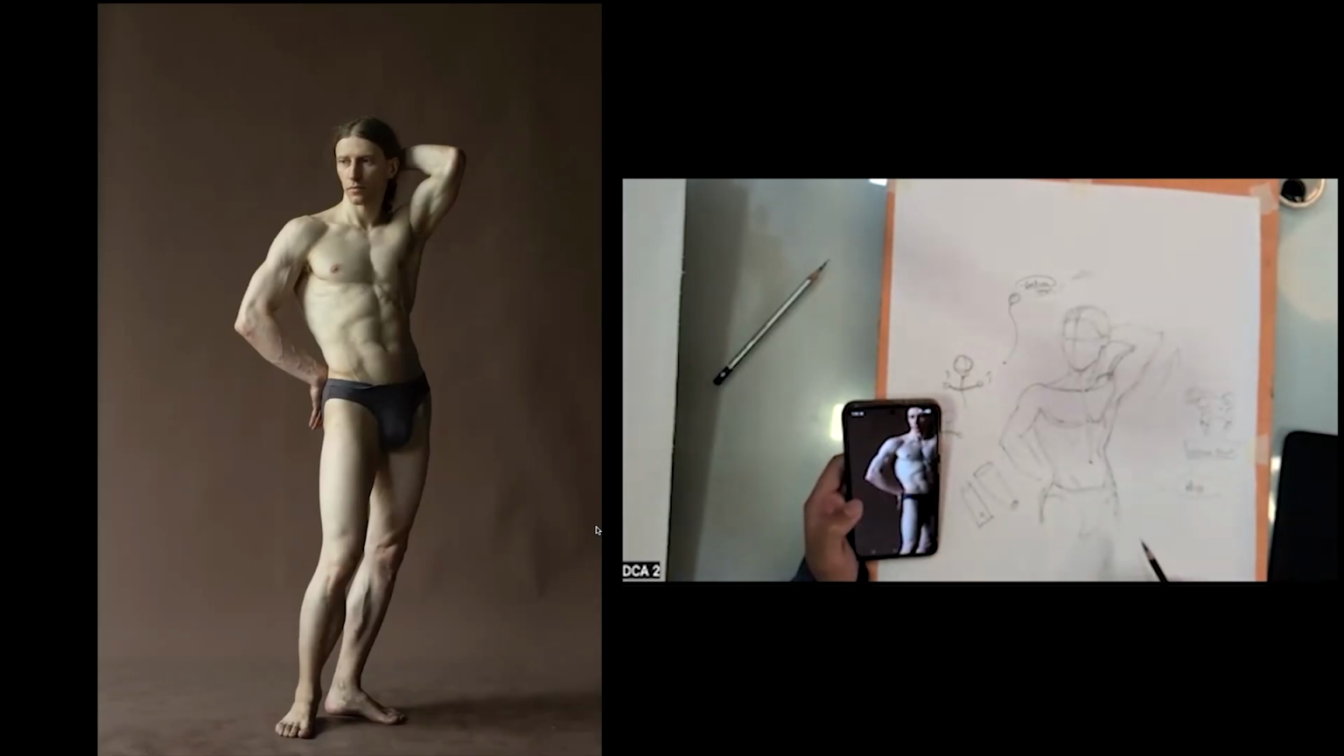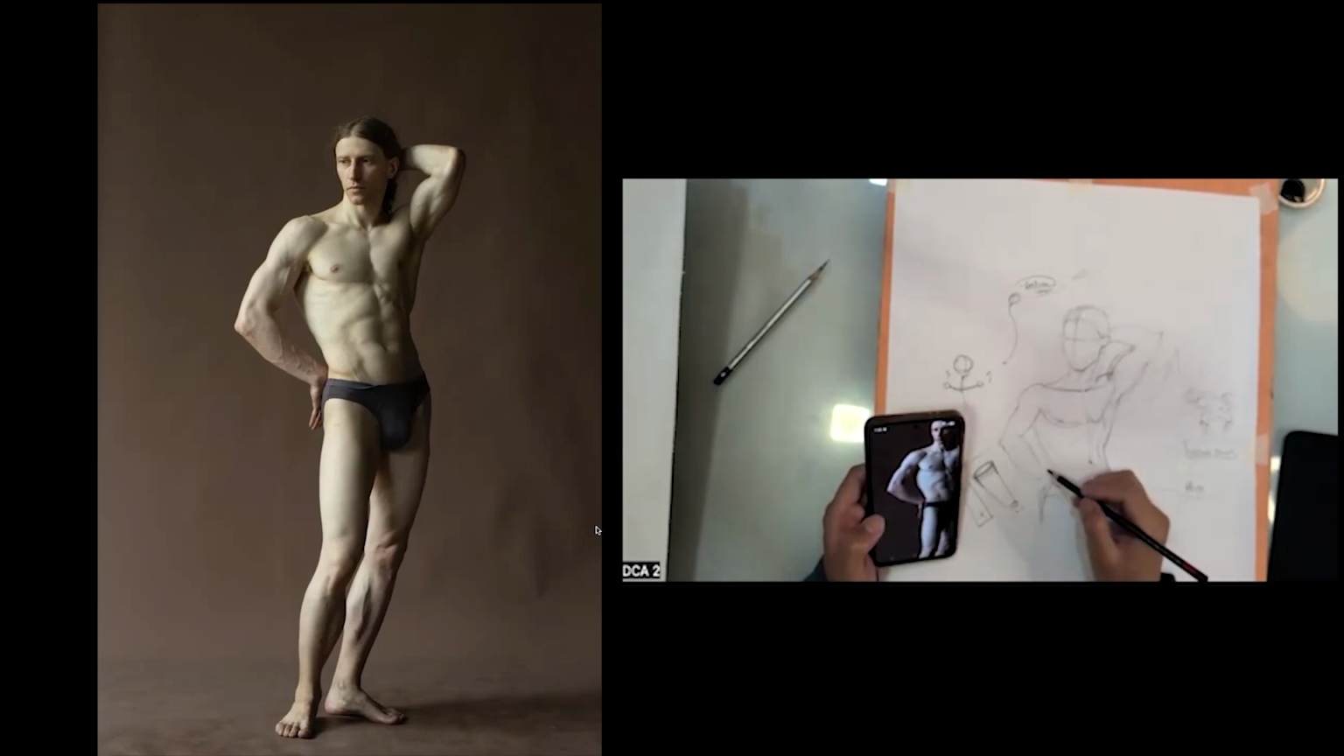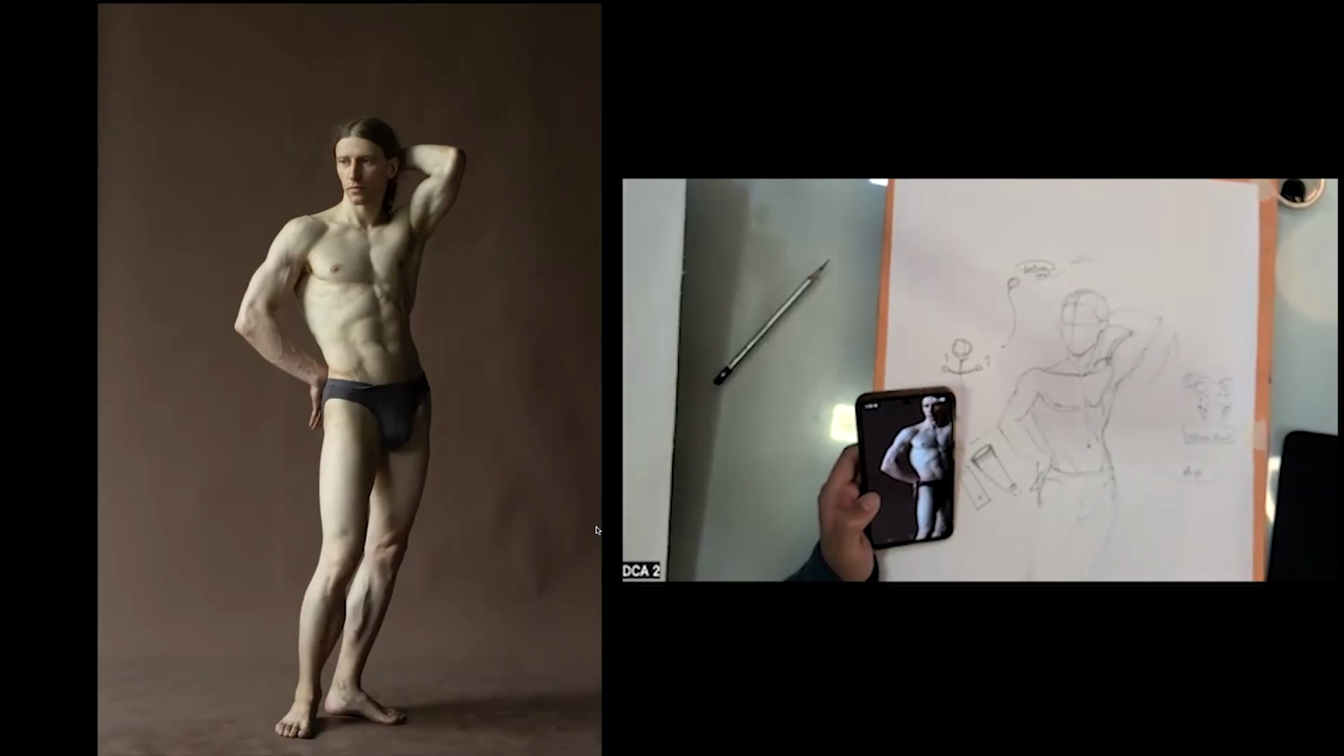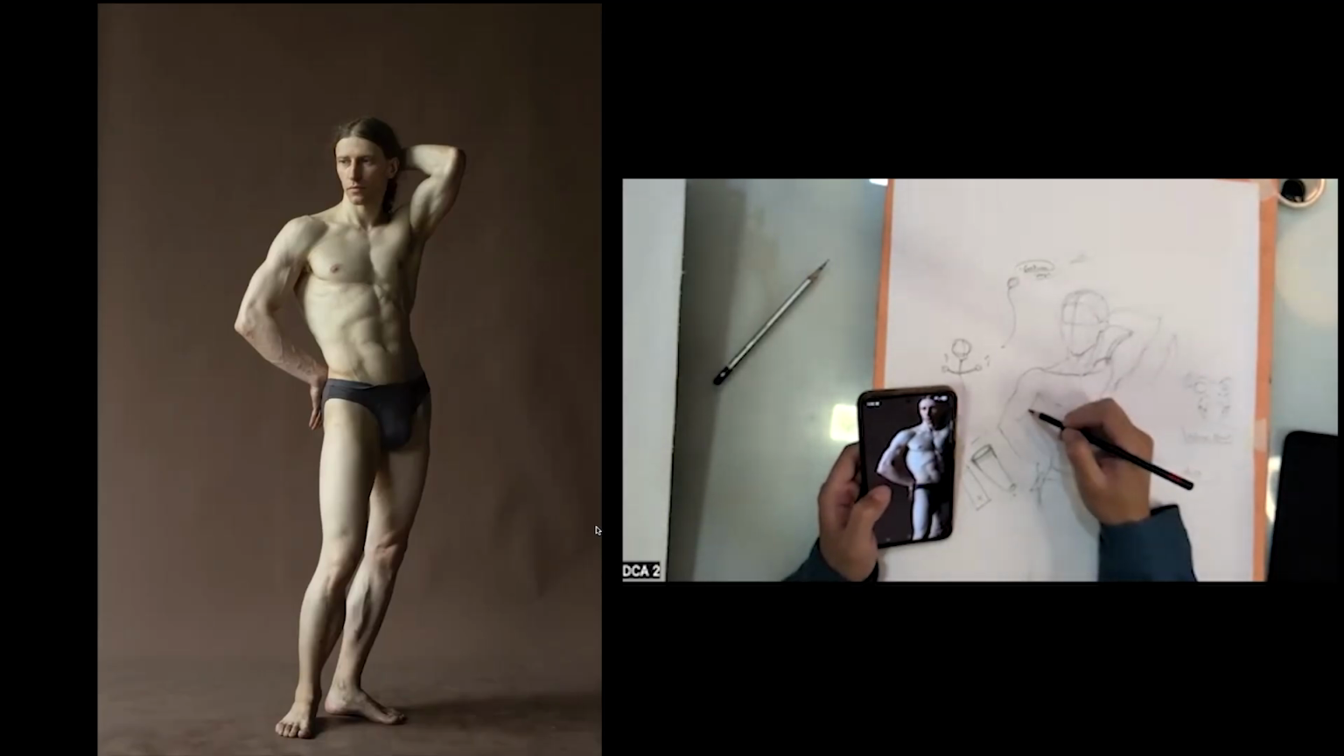This is wrong. So it's always a cylinder shape and it always goes up here. On this upper side, it's a little bit thicker. And over here, as we go down the wrist, it's a little bit thinner. See. Now you can see the whole thing a little bit.